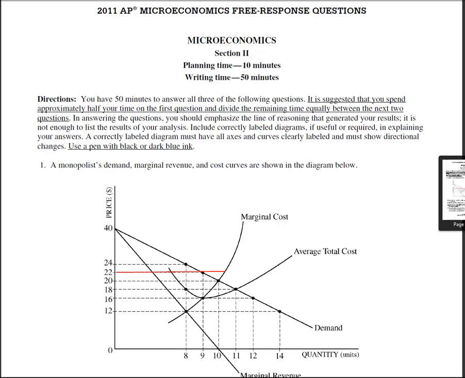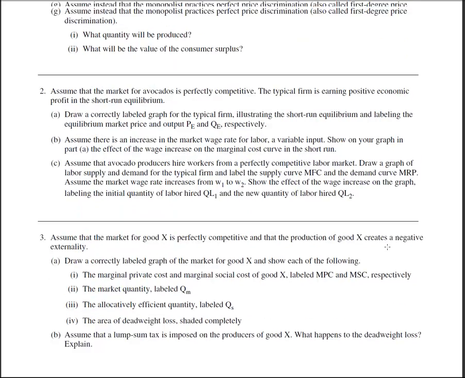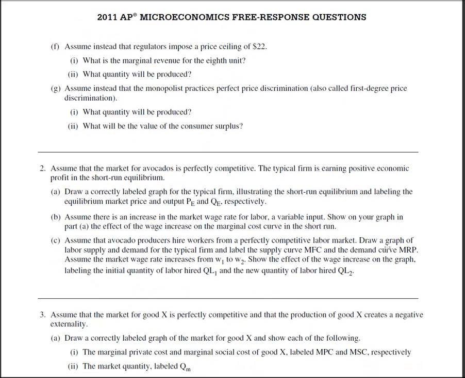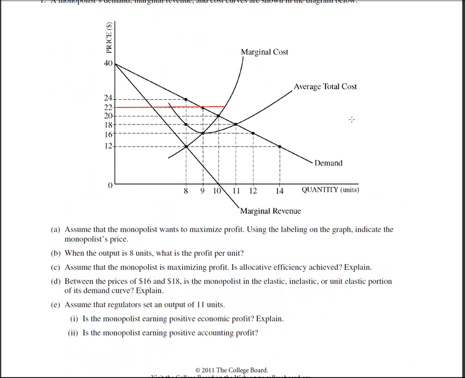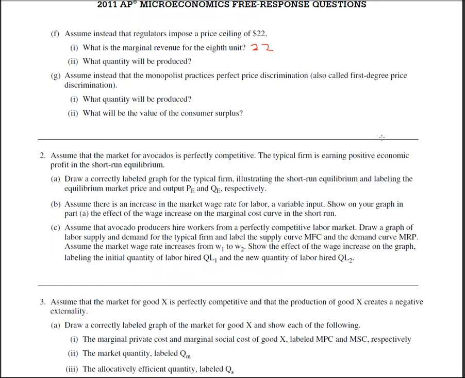Let's go fill out that problem now that we saw that. So right here, price ceiling of $22. It's going to be a $22 marginal revenue. What quantity will be produced? Well, we just said that. But let me go double check. Quantity is going to be 9. So let me turn my page here. And so it looks like 9 units will be produced.